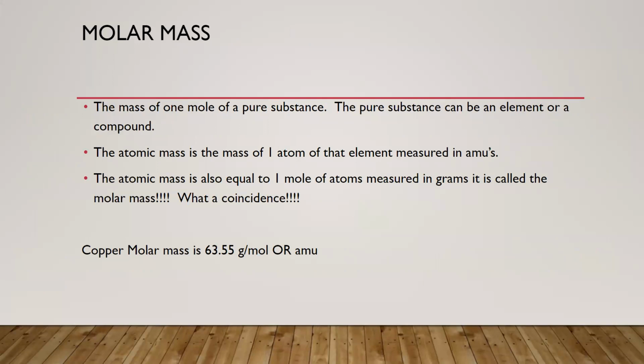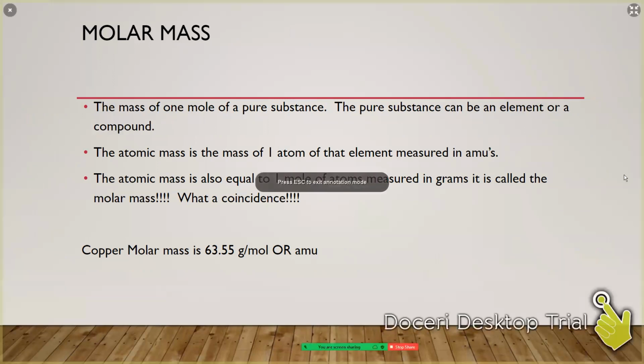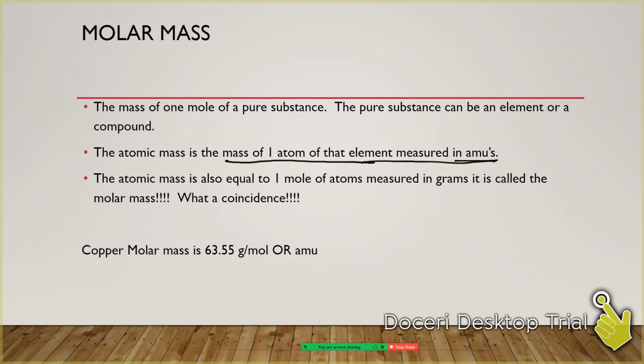So the mass of 1 mole of a pure substance, whether it's an element or a compound, is what we're looking at. And that's going to be the molar mass. And it's going to correspond to the atomic mass, which is on the periodic table. So the atomic mass is the mass of 1 atom of any element measured in AMUs. And because of the standard that was developed whenever the scientists first started doing that, that also happens to be the mass of 1 mole of atoms measured in grams. And we call that molar mass.